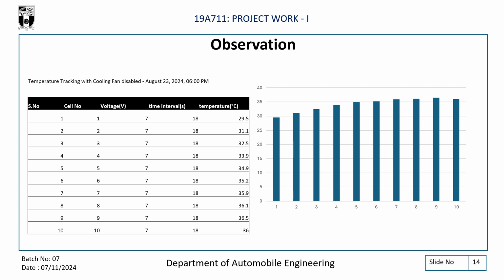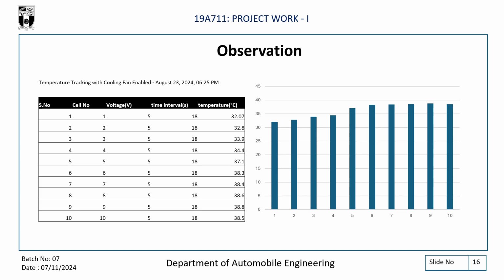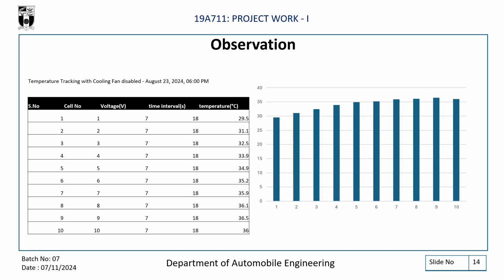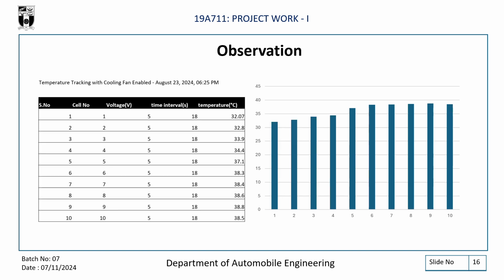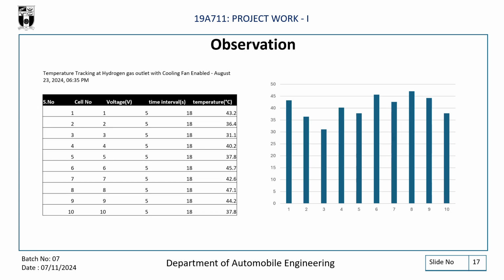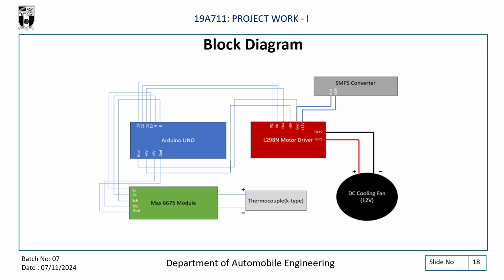And these are the values we got from our temperature monitoring, and we have done observations in 4 different conditions. At first, we tracked the temperature with the cooling fan disabled, and next we tracked the temperature with the cooling fan enabled. We did the same thing, but we varied the voltage from 7 to 5.